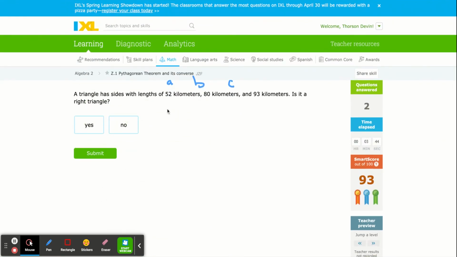So again, 52 squared plus 80 squared, does that equal 93 squared? If it does equal 93 squared, it's a right triangle. If it doesn't, it's not.